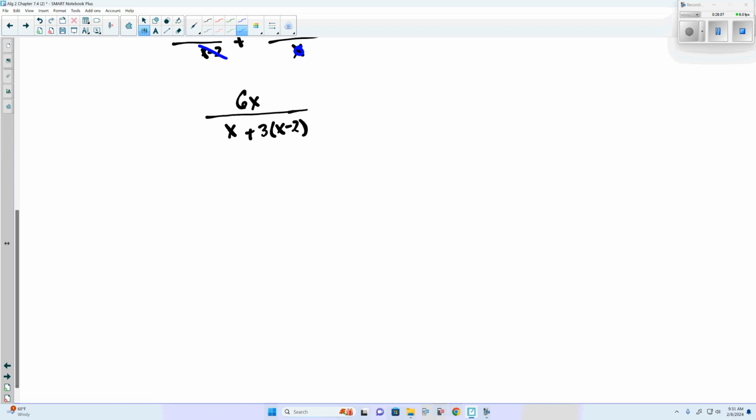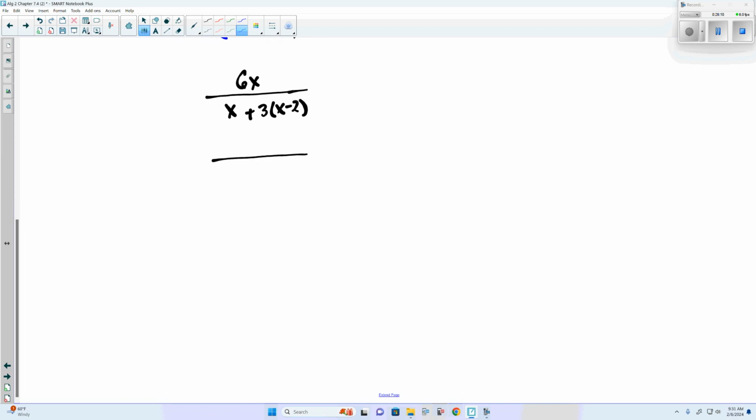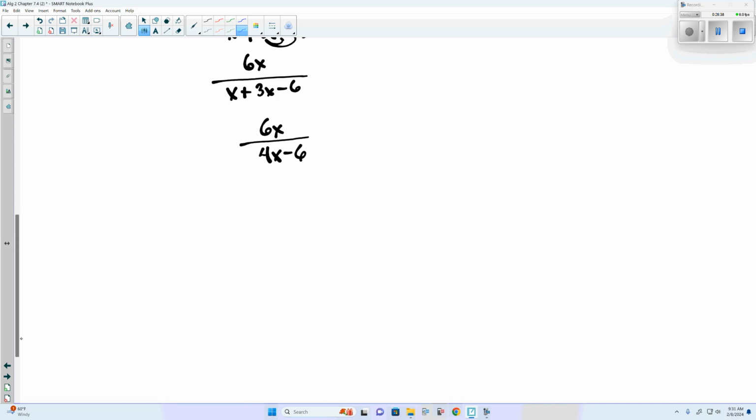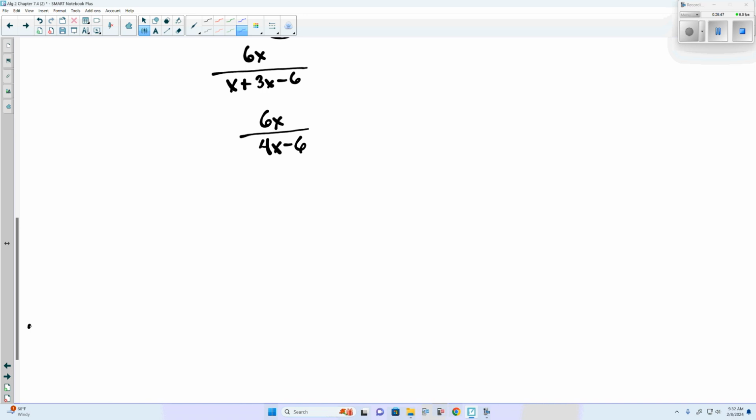A little bit. Now at this point here, we can distribute the 3. Our 3 times x would be 3x. 3 times negative 2 would be negative 6. Giving us 6x over 4x minus 6. Yes? Does anything factor? Because we have 6x on top. It's one term. The denominator is 4x minus 6, yes? Greatest common factor of 2.